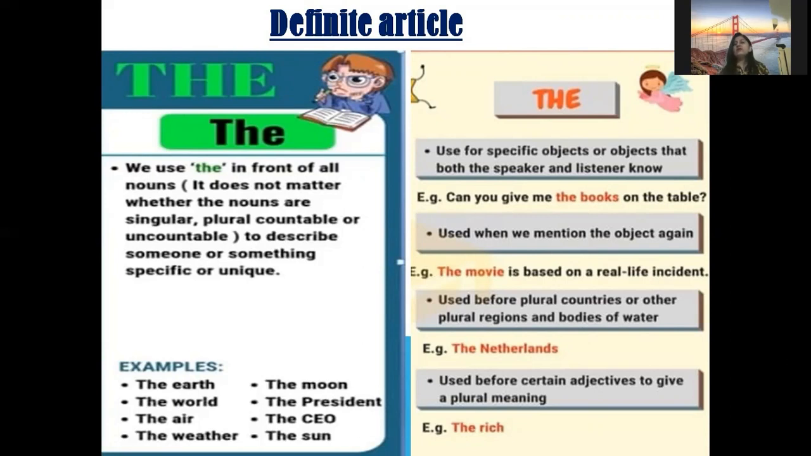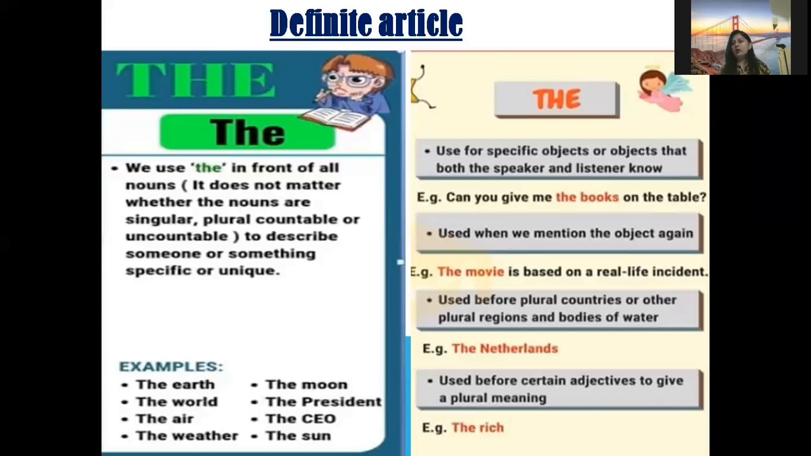Next one is when we mention the object again in the paragraph. When we are writing a paragraph and a noun is used again in that same paragraph, we use the article the when it is repeated. Like if I say I see a movie, the movie is based on a real life incident. So when I'm talking about the movie for the first time, I see a movie or I saw a movie, it will be a movie.